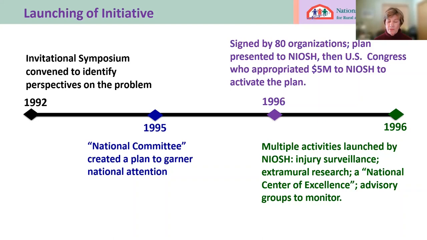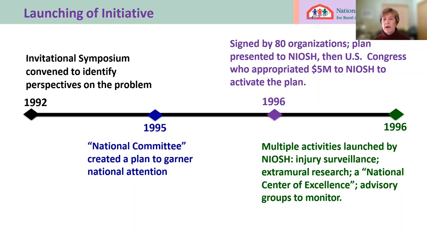A group of us met with then NIOSH director, Dr. Linda Rosenstock. She agreed that NIOSH could be the lead agency on the condition that we got the money for it. So we went to work, and Senator Tom Harkin of Iowa introduced a national action plan into the congressional record, and Congressman Dave Obey of Wisconsin facilitated appropriations to NIOSH at $15 million a year. So by 1996, NIOSH officially launched this initiative with intramural and extramural funding, plus a federal advisory group.